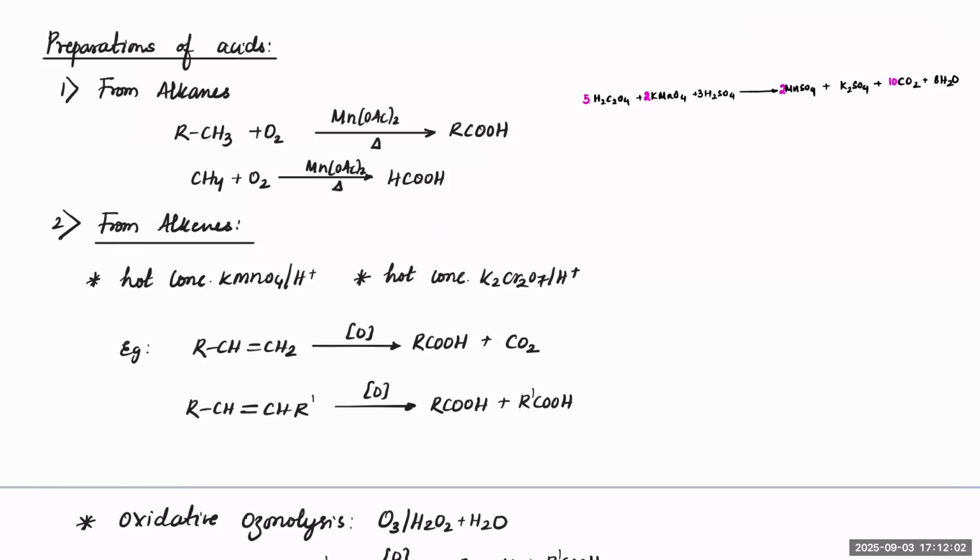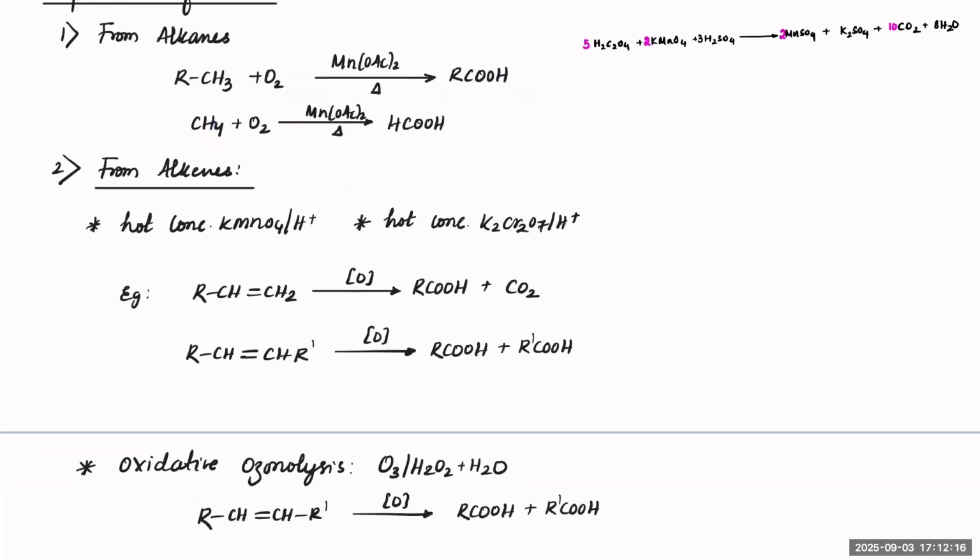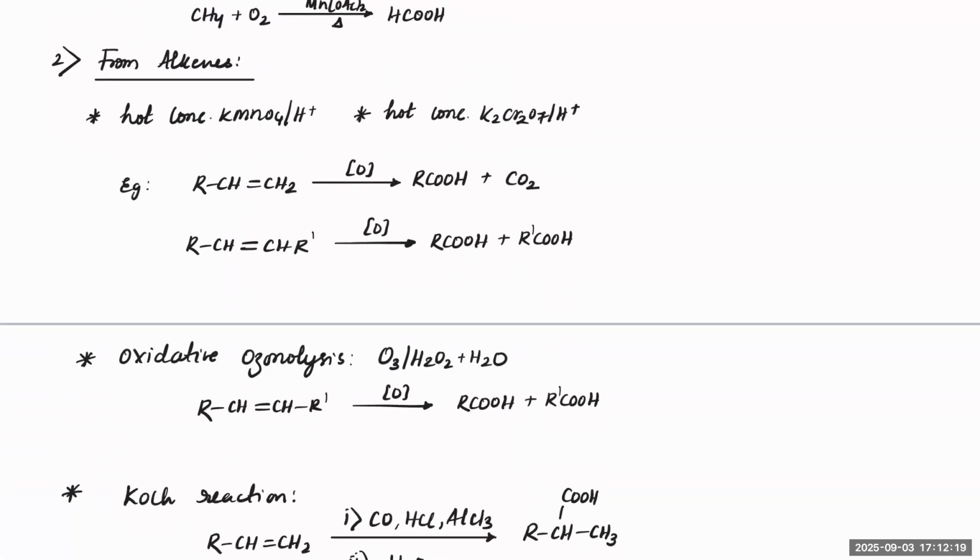Preparation of acids can start from alkanes. You react alkanes in the presence of manganic acetate salts that will convert into an acid group. So methane also converts into formic acid. Alkenes can be converted into carboxylic acid by using hot and concentrated KMnO4 or hot and concentrated K2Cr2O7. So the pi bond will break here. That will convert into carboxylic acid. Single carbons will always keep oxidizing up to carbon dioxide. If you have multiple carbons, you break it, you get 2 different carboxylic acids.